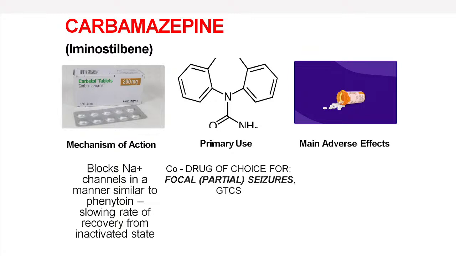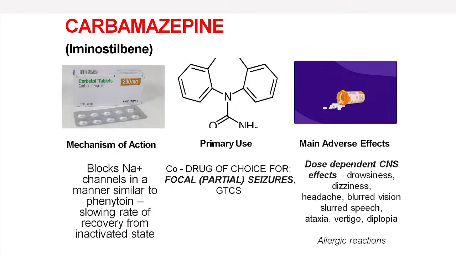Okay. Main adverse effects, it does not have a very characteristic toxicity profile like phenytoin, but there are some important adverse effects. It shows dose-dependent CNS depressant effects, problems like drowsiness, dizziness, headache, blurred vision, slurred speech, ataxia, vertigo, diplopia, and it can also cause allergic reactions. So mainly the adverse effects are related to CNS depression for carbamazepine.